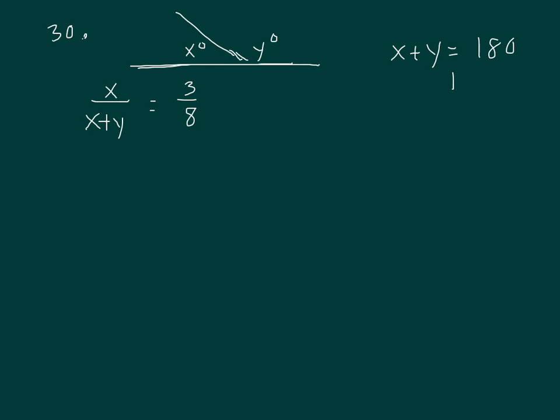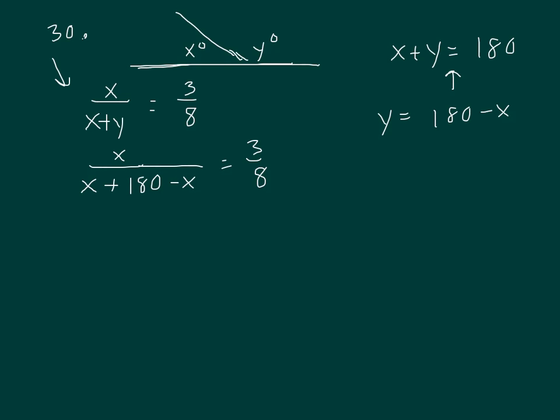So let's take this equation and solve it for y. Y equals 180 minus x. So everywhere there's a y in this equation, let's substitute 180 minus x. So that will be x over x plus, now what's y? 180 minus x, and that equals 3/8. And that would be x over 180 equals 3/8.